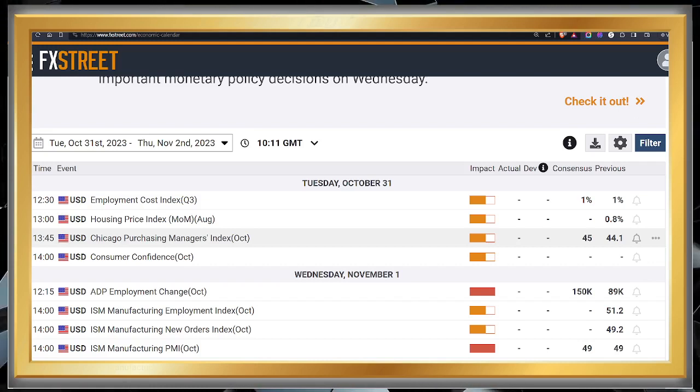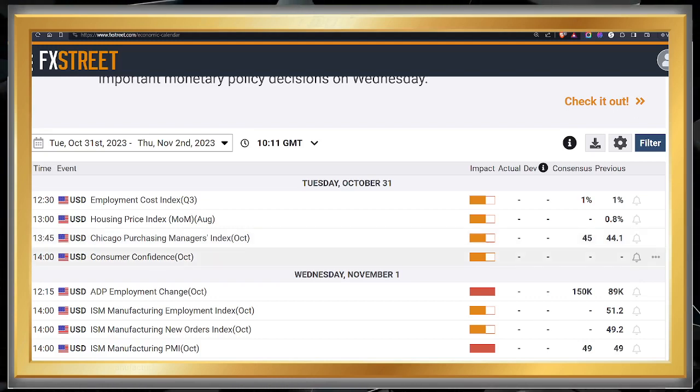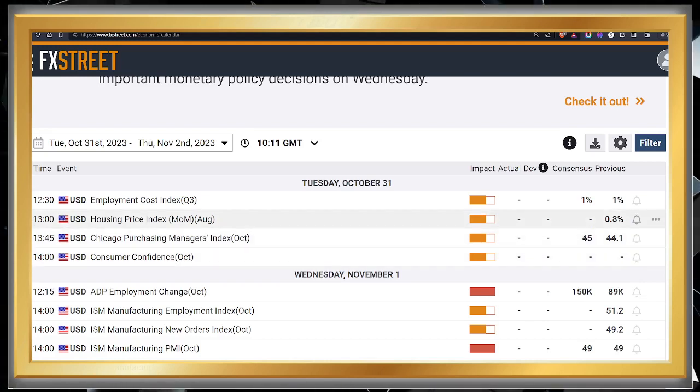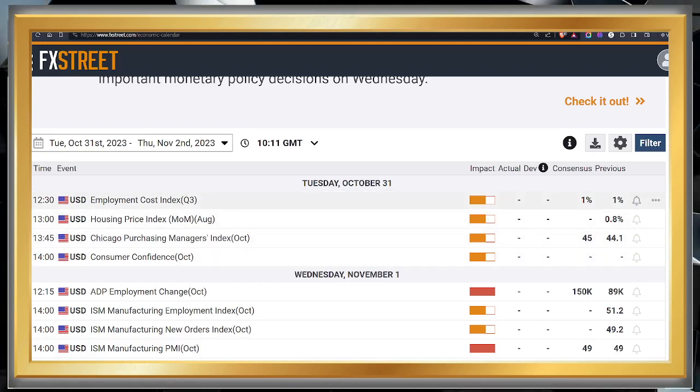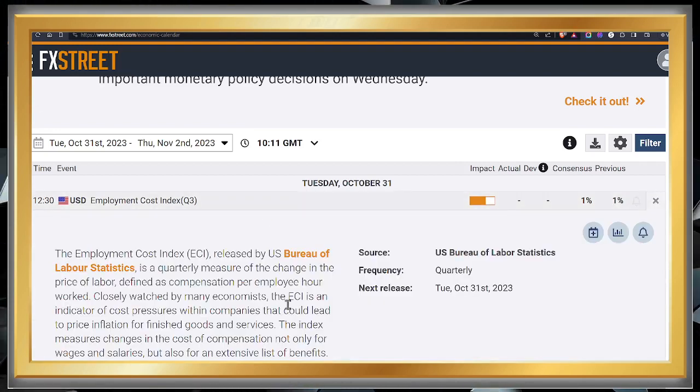So I took it a step further to include the medium impact event, as at least this will give us an insight into how we can position ourselves ahead of the New York session. Now, the first event here is coming in from the United States, and that is the employment cost index. And this event here is coming up in about 2 hours from now.